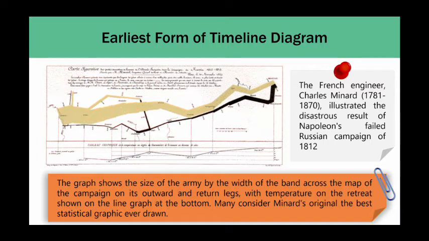The increase of thickness of the line is the record of the return of the soldiers, with the temperature on the retreat shown in the line graph at the bottom. Many consider Minard's original the best statistical graphic ever drawn. So it is the statistics of how many soldiers were deployed from one point in the timeline to the next. So it is still called a timeline diagram. That will be all.